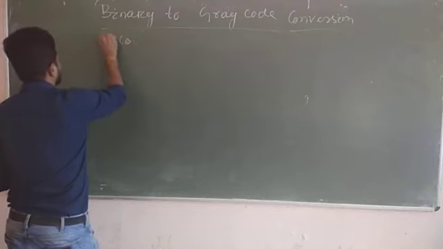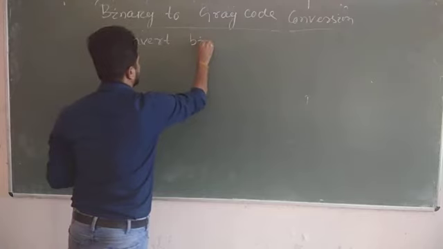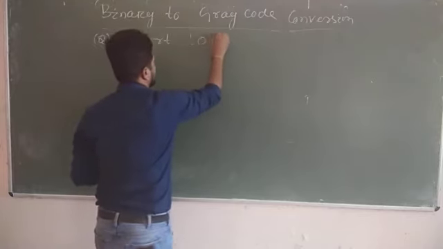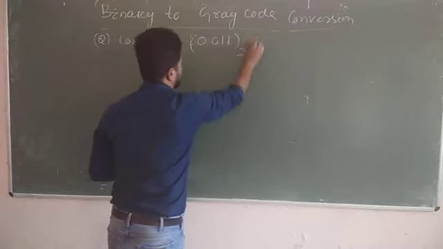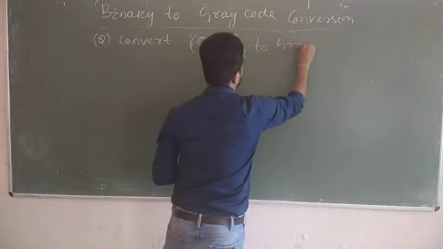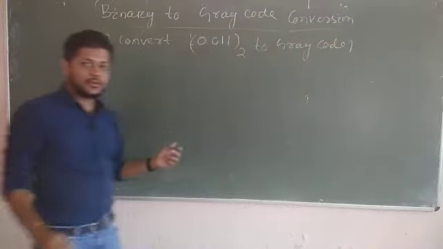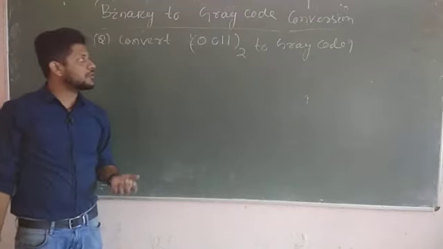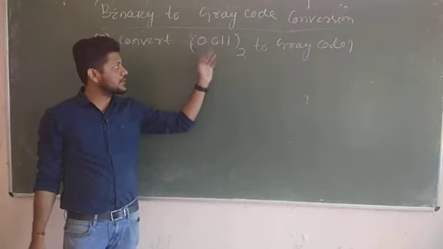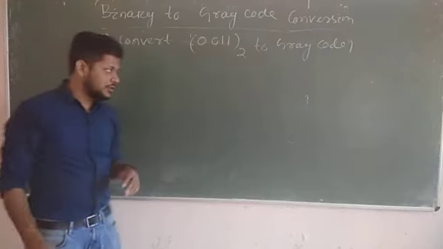So the question is: convert 0011, given in binary, to gray code. This is the way they will ask you the question. Convert 0011 in binary, that is 3 in decimal, to gray code.